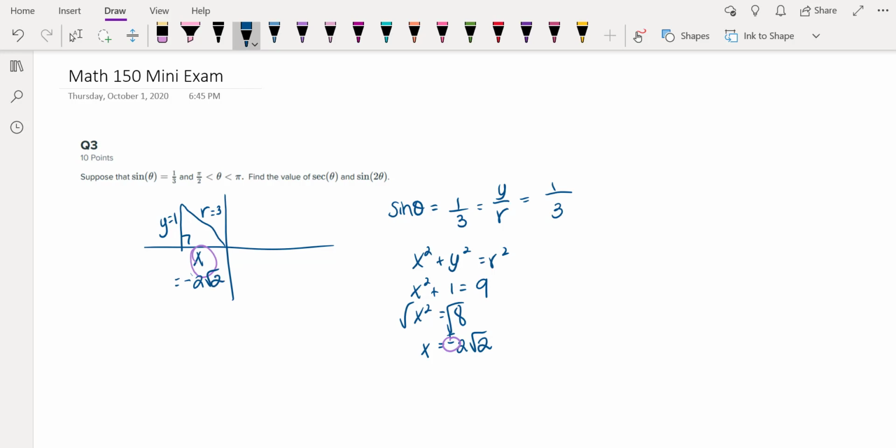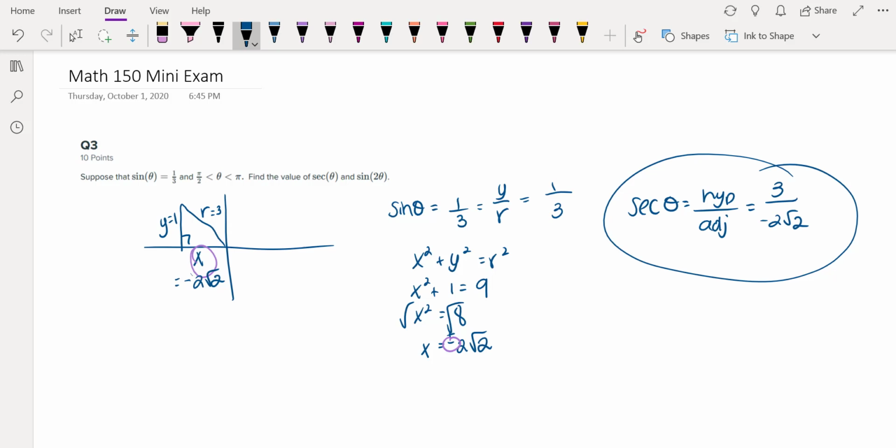And now we just need to find the secant. Well, secant, remember, is the reciprocal of cosine, and cosine is adjacent over hypotenuse. So secant of theta is equal to hypotenuse over adjacent. And that's equal to 3 over negative 2 root 2. So that's what secant of theta is equal to.